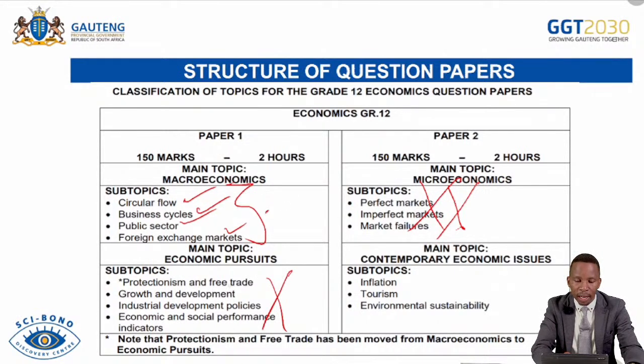For paper 1, there are still some topics, but for this assessment that will be written next week, we don't consider these topics for economic pursuit. They are not covered. They will be covered next in the preparatory examination. Only these 4 will appear. So as you prepare yourself, only do macroeconomics for your paper 1 that is written on the 1st of June.